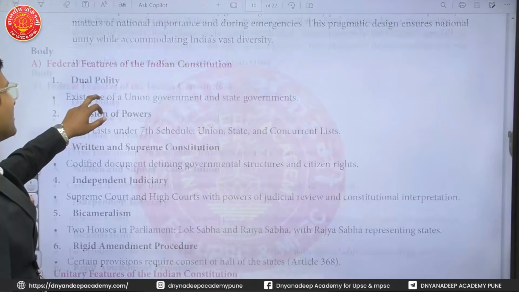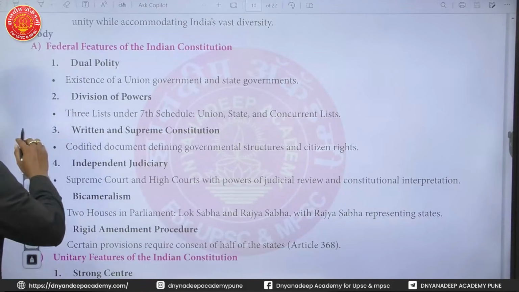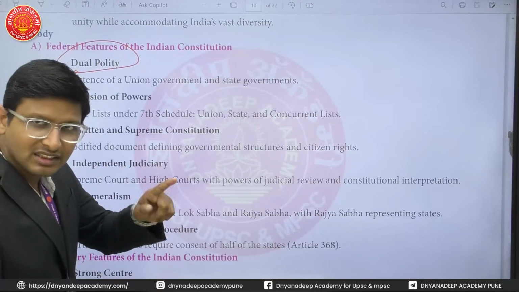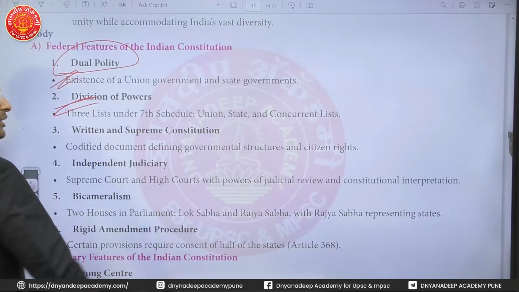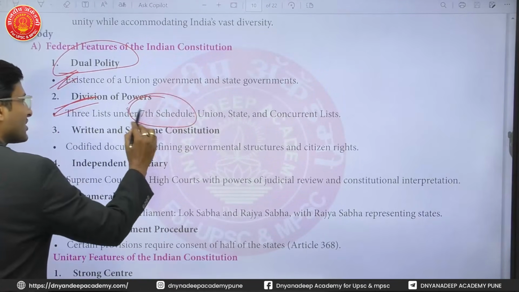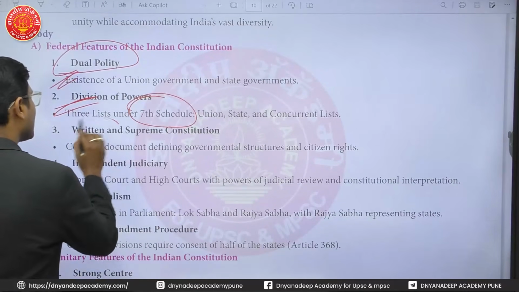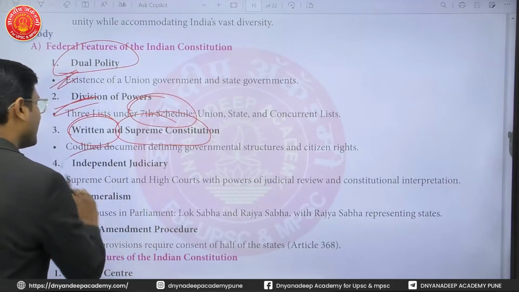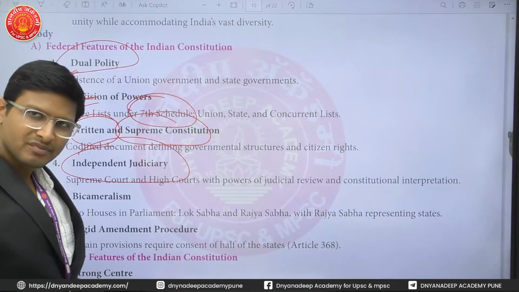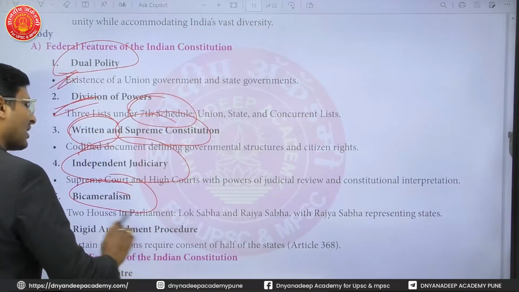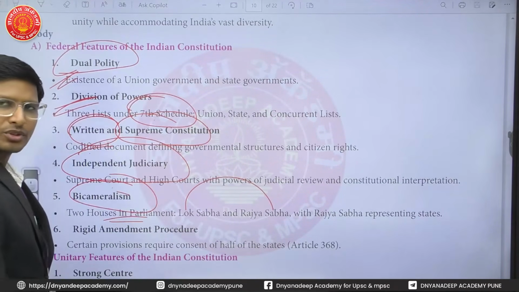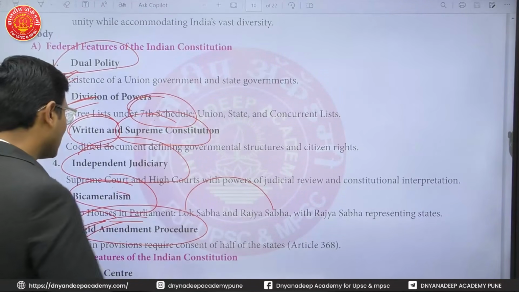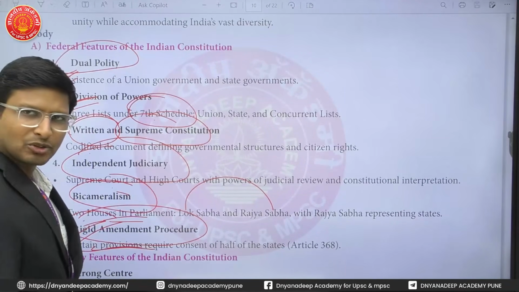First, it is talking about the federal features. What are the different federal features of the Indian constitution? For example, there is a dual polity. There is a central government, there is a state government. That is a feature of federal structure. Division of power between the central government and the state government as given in the 7th Schedule of the Indian constitution. Then a written and supreme constitution is also a feature of Indian federalism. Then independent judiciary is also a feature of federalism. Then bicameralism, having two houses, Lok Sabha and Rajya Sabha. Then rigid amendment procedure also shows federalism.